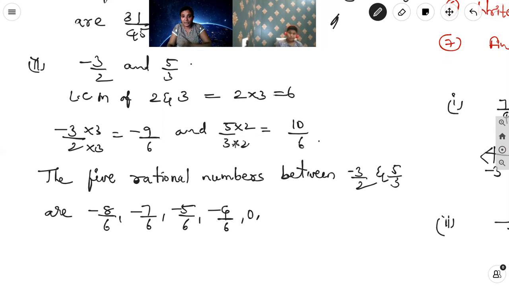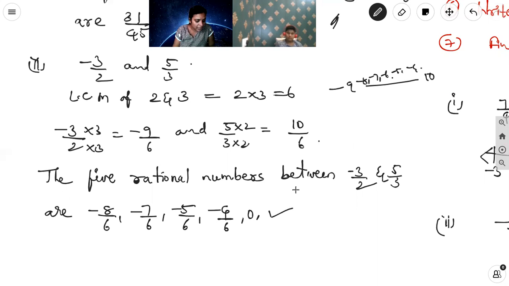Total almost 17, 18 numbers are there in between. They are asking 5. You can choose any 5. Minus 9 to 10. How many are there? Minus 8, minus 7, minus 6, minus 5, minus 4, minus 3, minus 2, minus 1, 0, 1, 2, 3, 4, 5, 6, 7, 8, 9, up to there. In between those numbers, you can choose any 5 only.